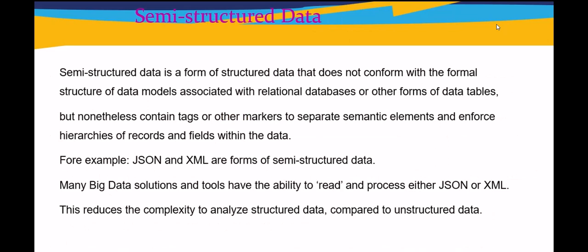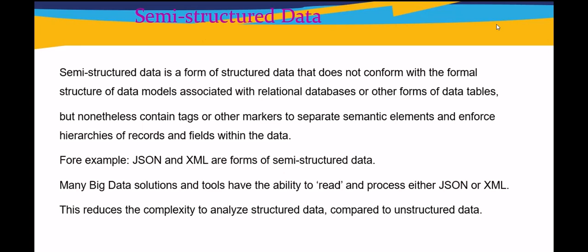Semi-structured data is a form of data that does not conform with the formal structure of the data model associated with a relational database or other forms of data tables, but nevertheless contains tags or other markers to separate semantic elements and enforce hierarchy of records and fields within the data. Therefore, it is also known as a self-describing structure. For example, JSON, JavaScript Object Notation, and XML are forms of semi-structured data.